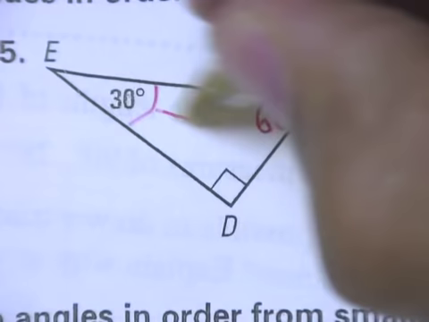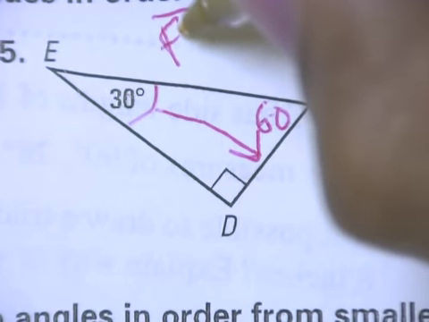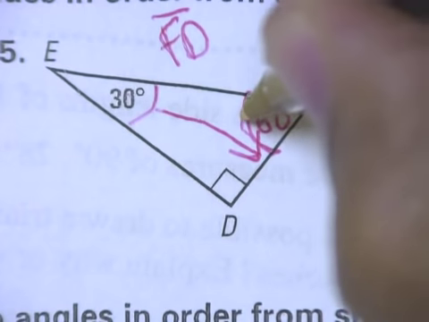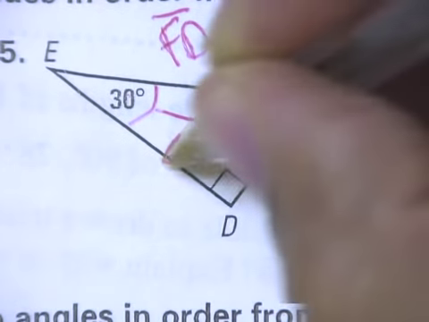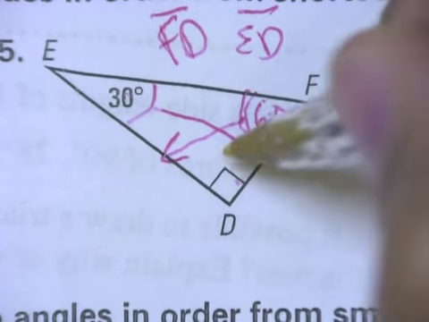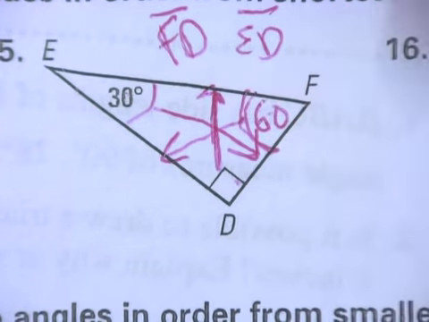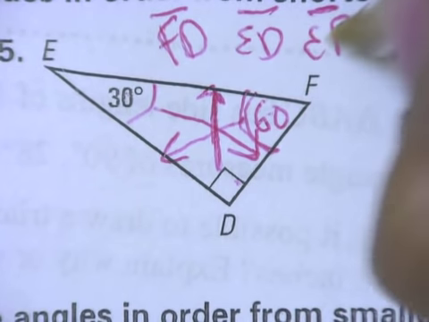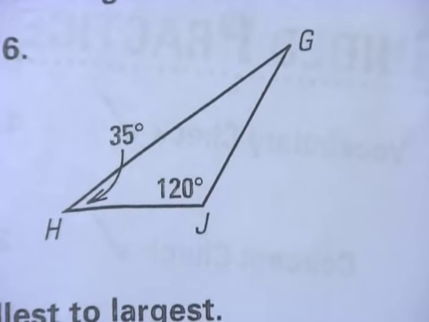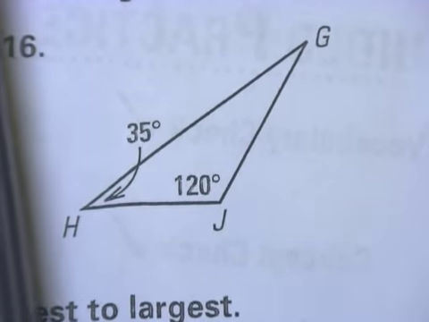Means that this is going to be 60. So now I have all my angles in place. This is the smallest angle, so segment FD is the smallest. This is the next biggest one, 60 degrees, so segment ED is the next biggest one. And this is my 90-degree angle, which is the biggest. It's across from segment EF. So segment EF is the biggest side, from smallest to largest.